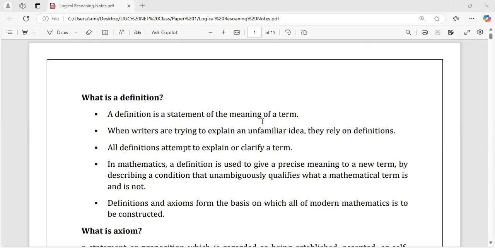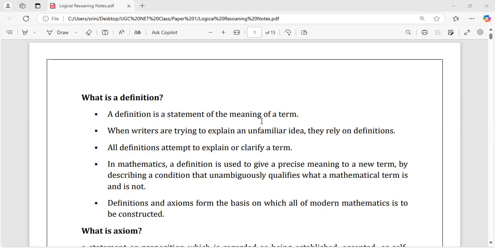Unfamiliar, they rely on definitions. All definitions attempt to explain or clarify a term. In mathematics, a definition is used to give a precise meaning to a new term by describing a condition that unambiguously qualifies what a mathematical term is and is not.